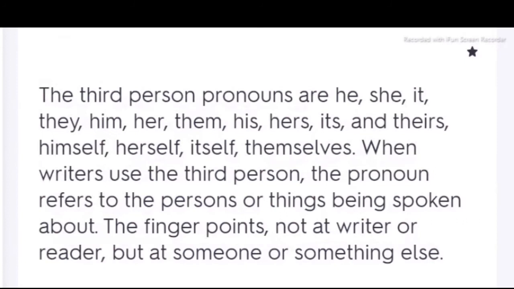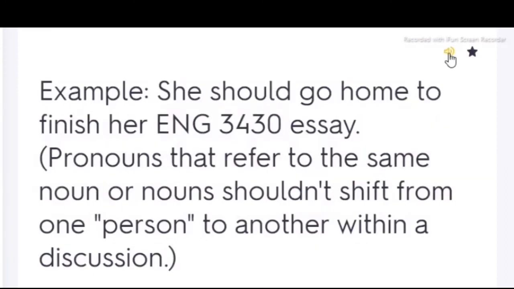The third person pronouns are he, she, it, they, him, her, them, his, hers, its, theirs, himself, herself, itself, and themselves. When writers use the third person, the pronoun refers to the persons or things being spoken about. The finger points not at writer or reader, but at someone or something else. Example: She should go home to finish her essay.